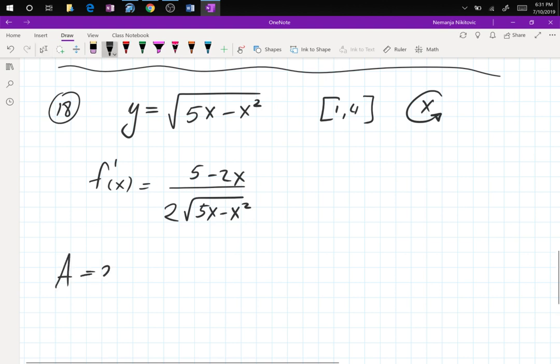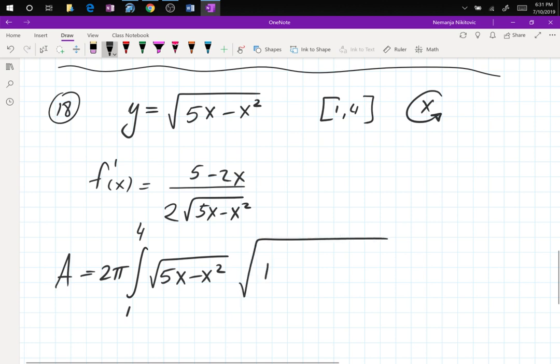So area is, we start with the 2 pi, integral from 1 to 4. We have our original function first. That's 5x minus x squared. And then we have 1 plus, and I need the whole thing over here squared.